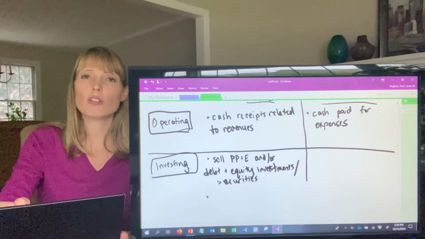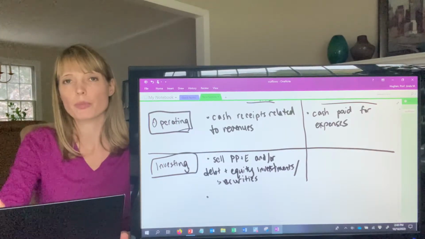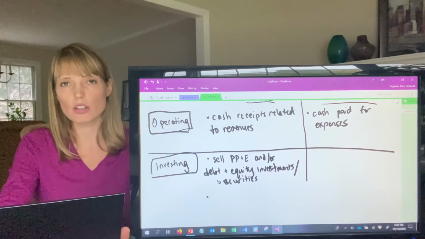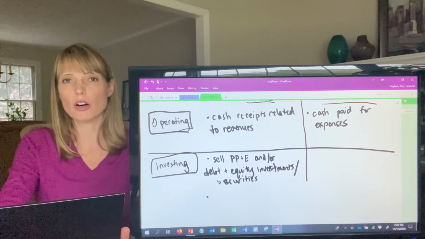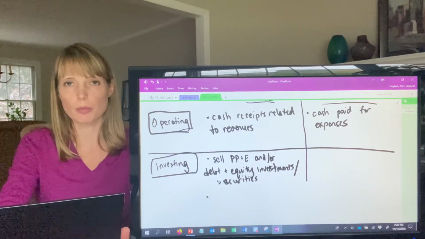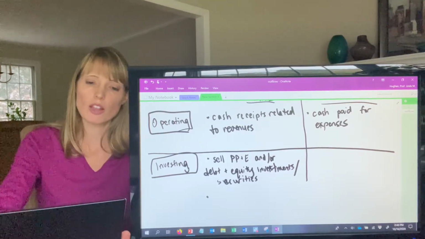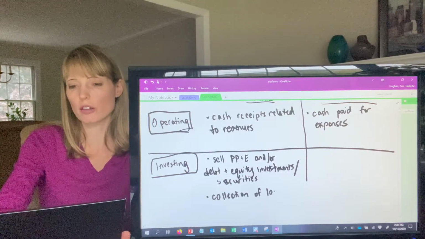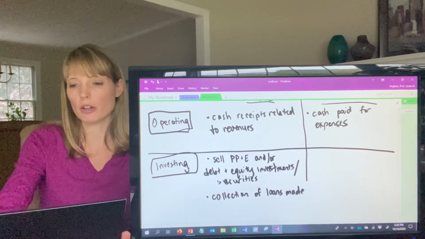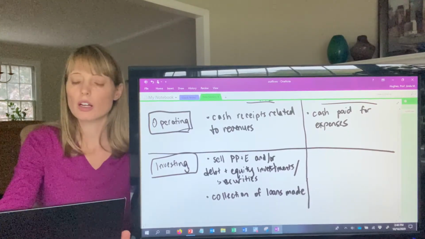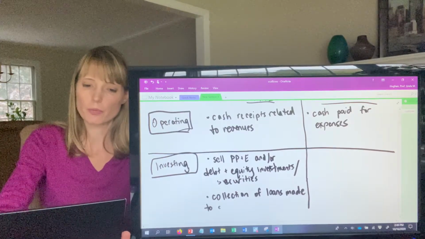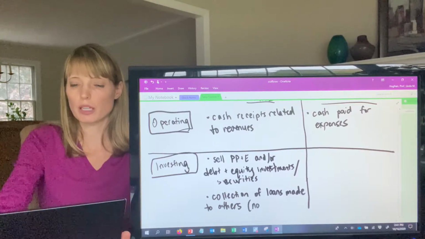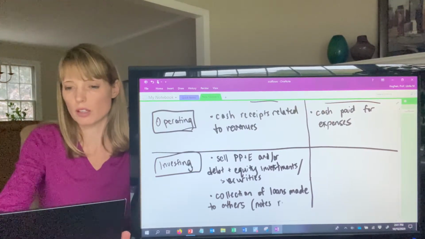And also, if we as a company act as a lender and we give cash to someone else in order to earn interest revenue, we are making an investment in a loan to somebody else. When they pay us back, that collection of loans made to others, and we would call that from our company, when we're the lender, we would call that a collection of a note receivable. That cash received for principal would be classified as an investing activity.